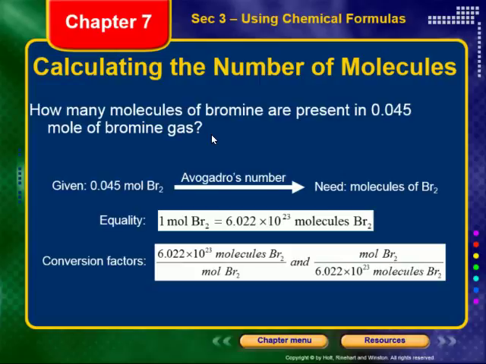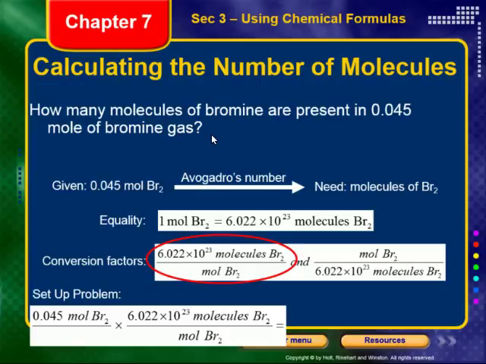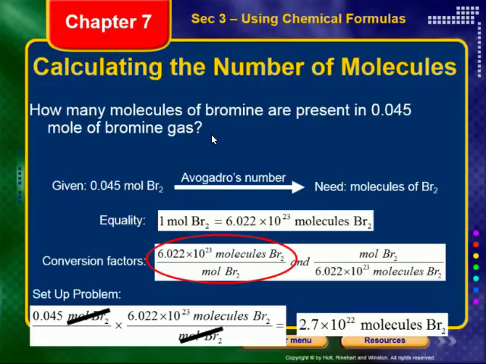So looking at these two options of conversion factors, I have identified that I want to use the first one there. Yeah, this is going to be my conversion factor. So when I set up the problem, I'm going to take what I've been given, the 0.045 moles of Br2, and multiply that by 6.022 times 10 to the 23rd molecules of Br2 over 1 mole of Br2. That way they can cancel, and all that's left for me to do is carry out some simple multiplication, and I end up with 2.7 times 10 to the 22nd molecules of bromine.